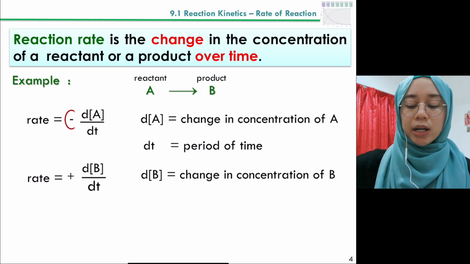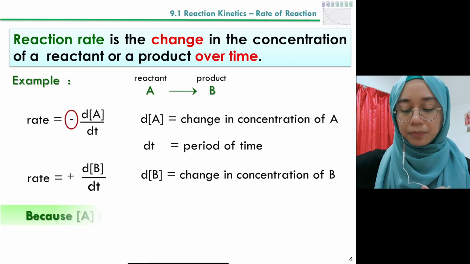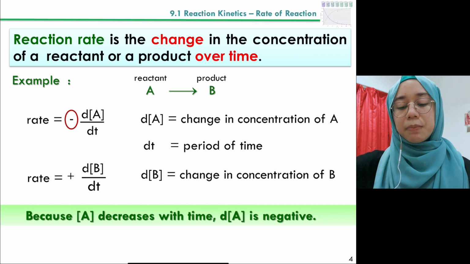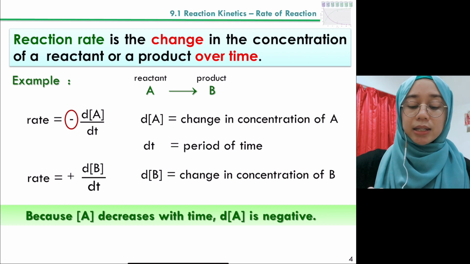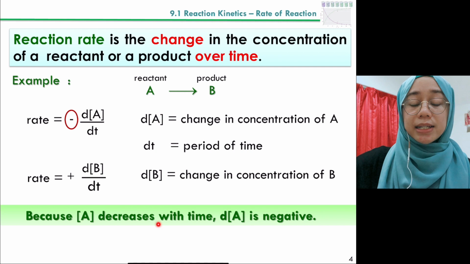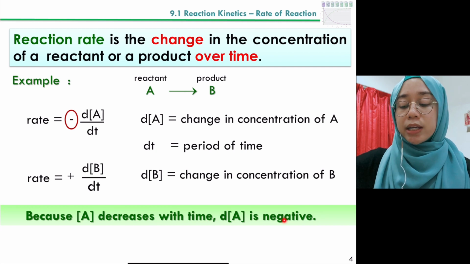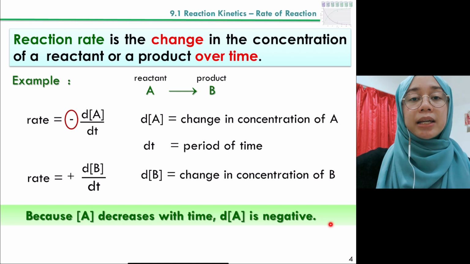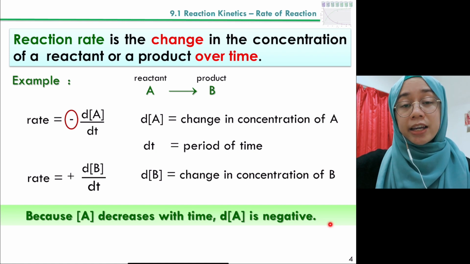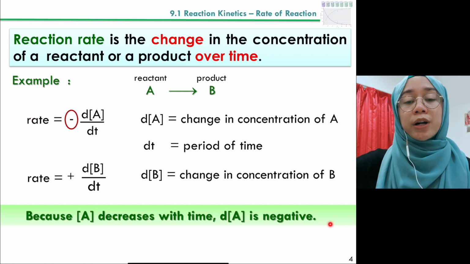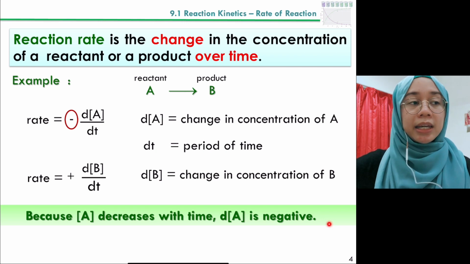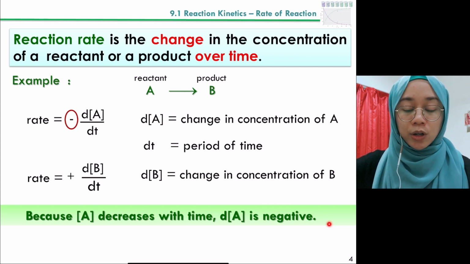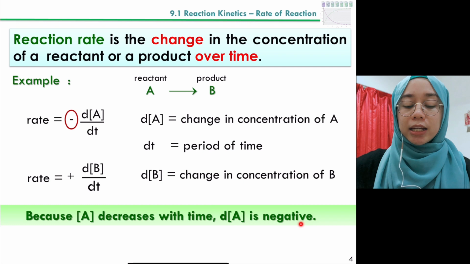Meanwhile, kalau dt pula adalah period of time jugalah. Okay, so kenapa negative sign dekat situ? Because the concentration of A decreases with time. So that is why kita kena letak negative sign dekat situ untuk menunjukkan dia semakin berkurang. Okay, rate dekat situ adalah untuk menunjukkan something yang berkurang, semakin hilang concentration tu. So that is why kita kena letak negative sign.